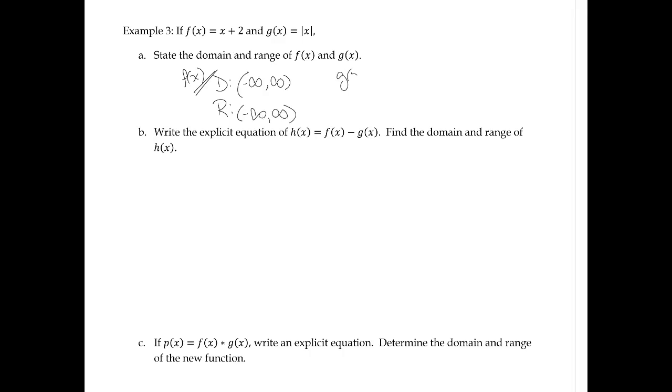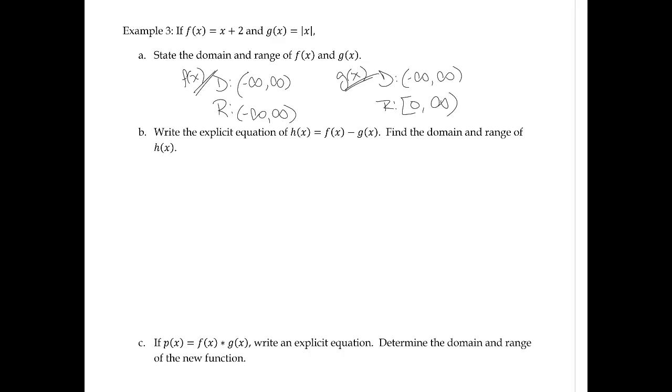Okay, for g of x, it's relatively simple. Just remembering that absolute values are never negative, so we're going to have a problem with our range. Domain, there's nothing we're not allowed to put into an absolute value. So negative infinity to positive infinity are good to go. Range just means it has to be positive, so starting at 0 and extending forever in the positive direction.